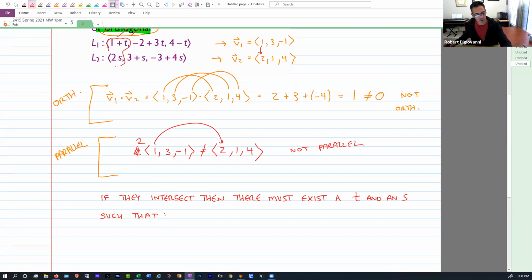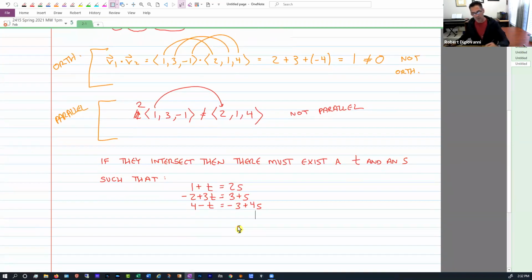These two will match. And these two will match. Agreed? So I'm going to write that down such that 1 plus t must equal 2s, that -2 plus 3t must equal 3 plus s, and 4 minus t must equal -3 plus 4s.